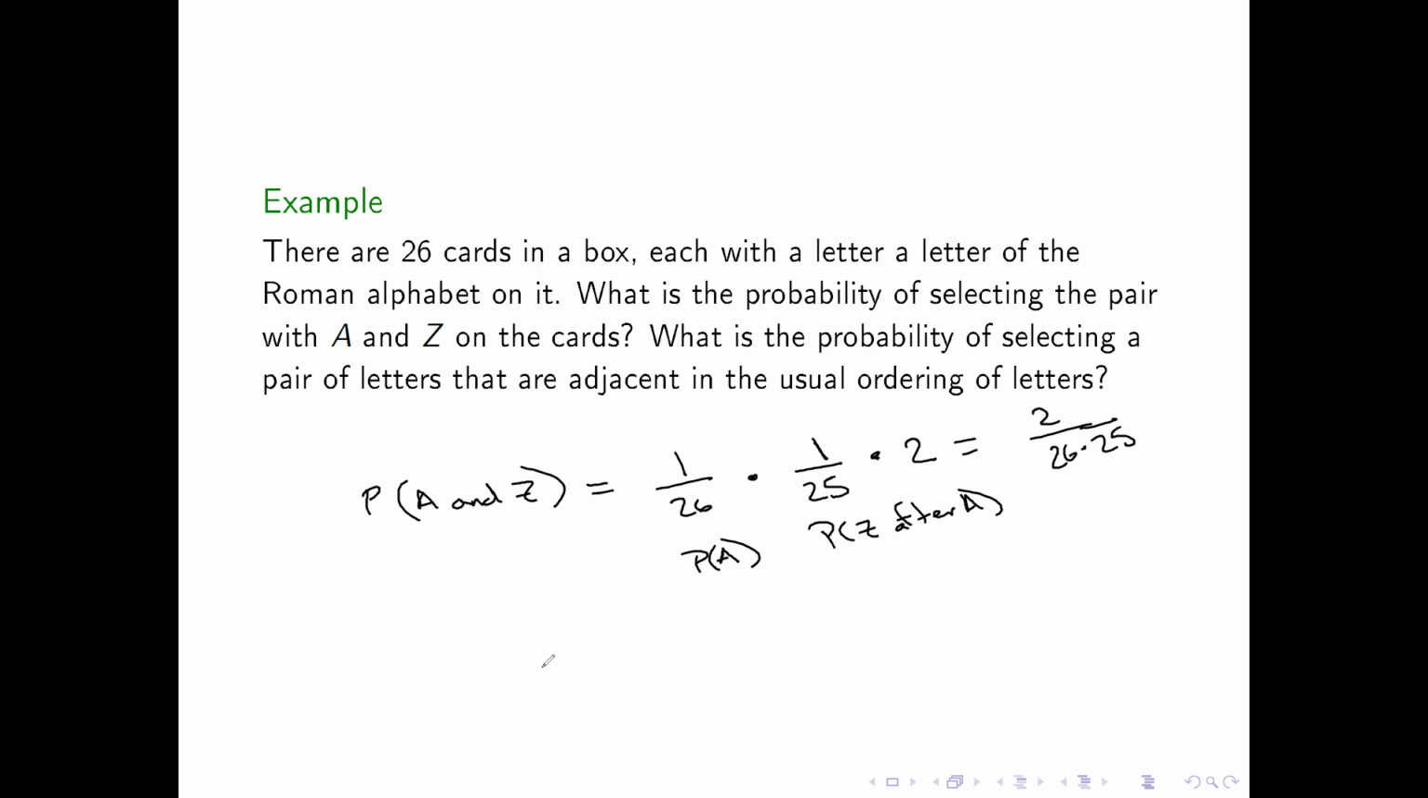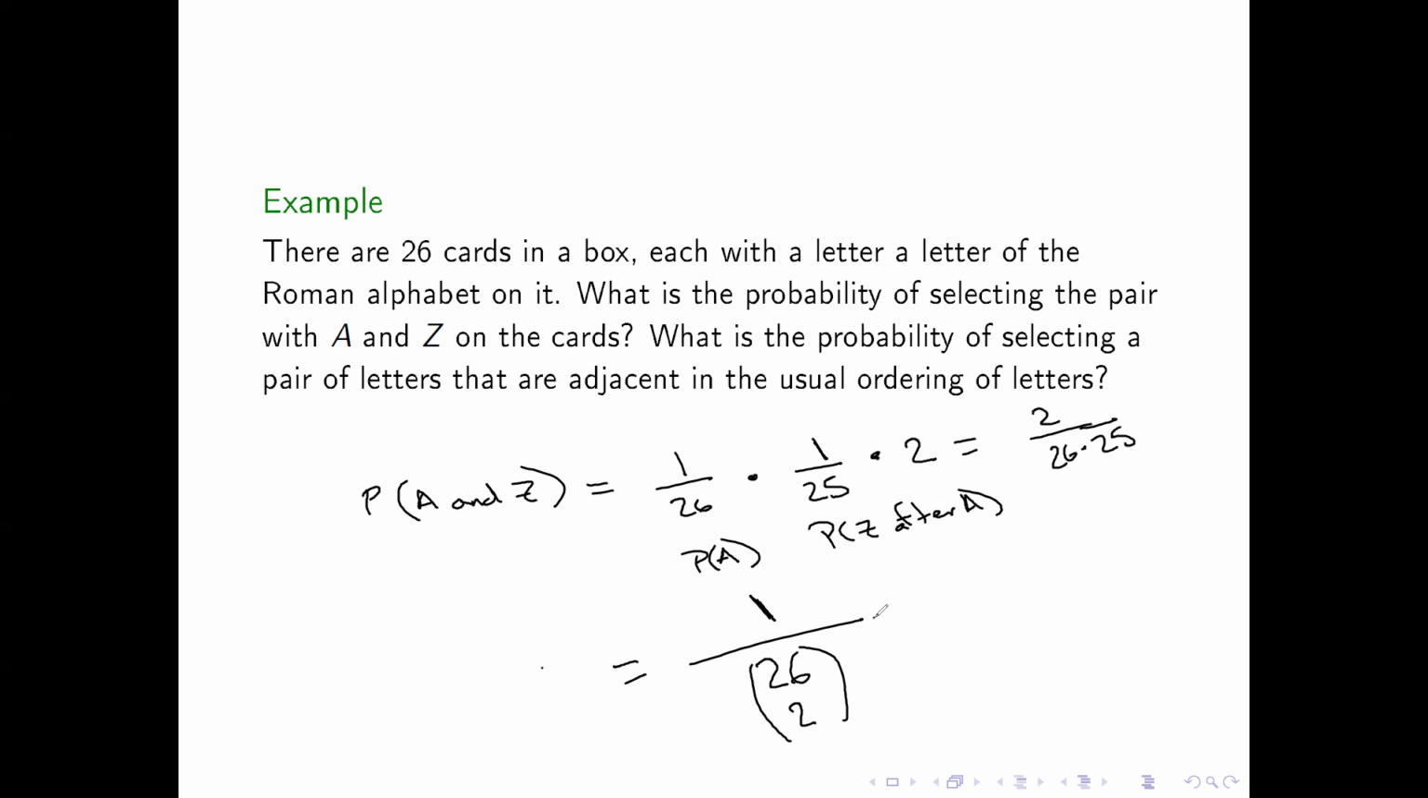A different question would have been this. How many ways are there to draw a pair of cards out of here? Well, we have 26 possible cards and we're pulling out 2. Order doesn't really matter, so that would be the binomial option. And only one of those pairs we want.